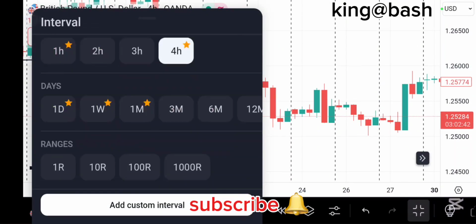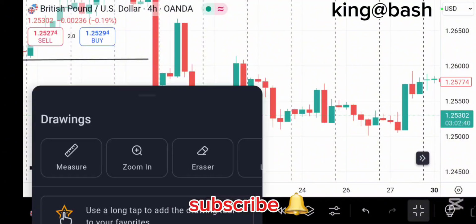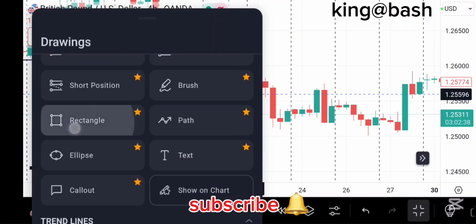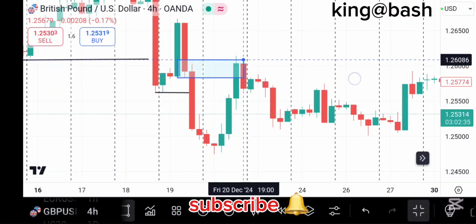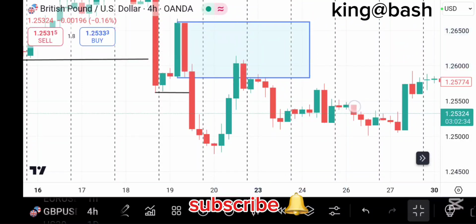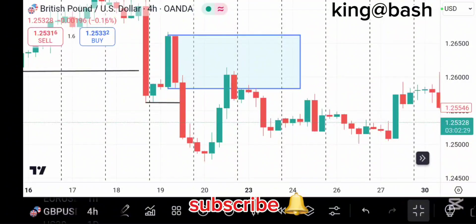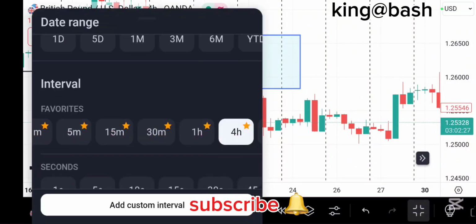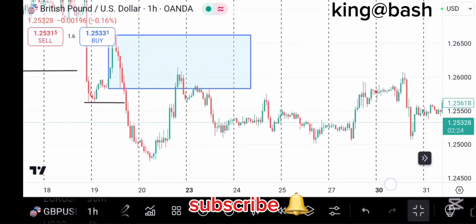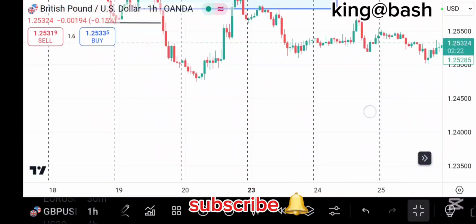So you can see, this is our box here, our supply zone on the 4 hour time frame. Immediately price reaches this zone, you go back to your 1 hour time frame.